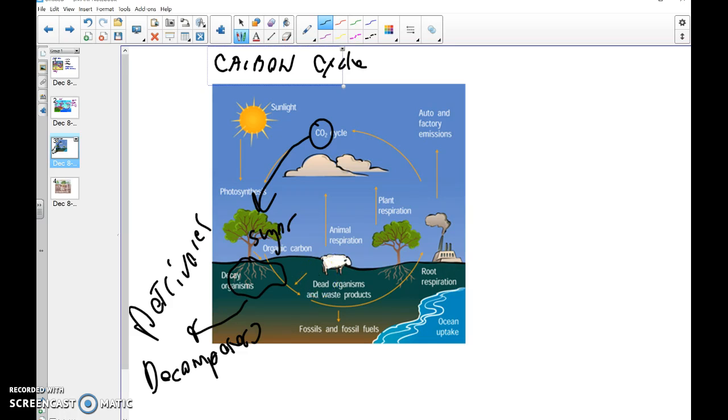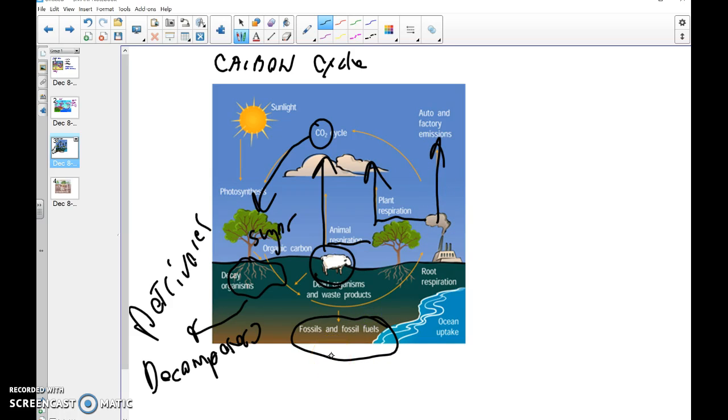Then you also have animals, which capture that carbon when they eat plants or when they eat animals that eat plants. And then they carry out a process known as respiration, in which they give off carbon dioxide into the atmosphere. Plants also do respiration, so they give off carbon dioxide into the atmosphere too. And that's a cycle.